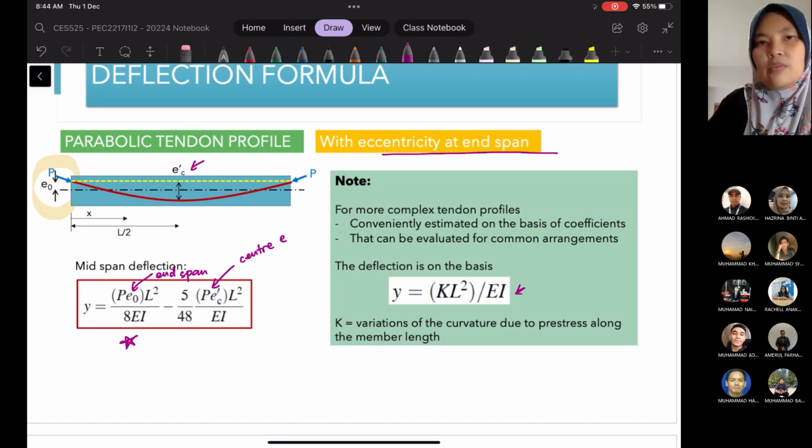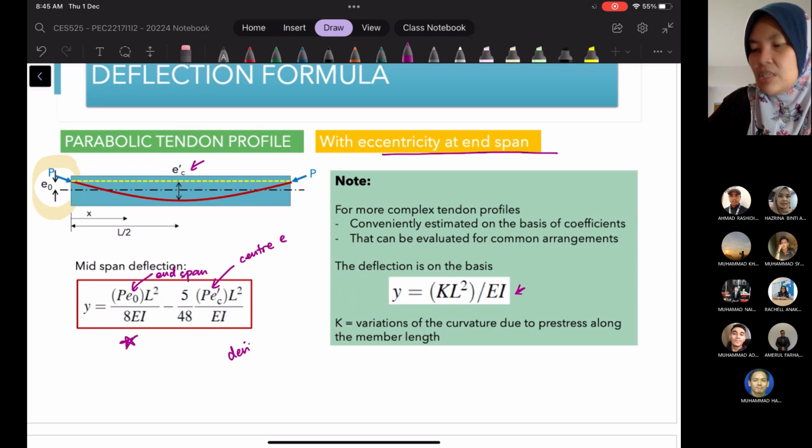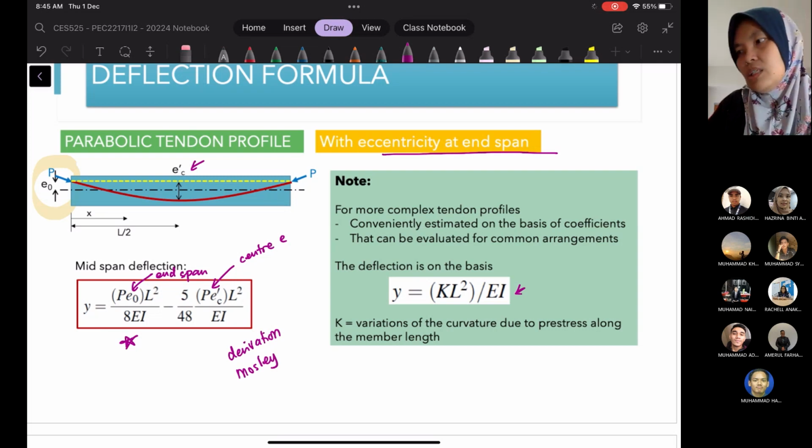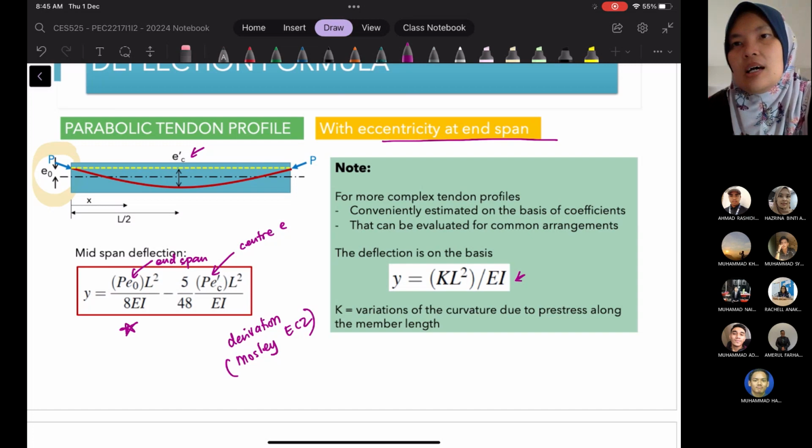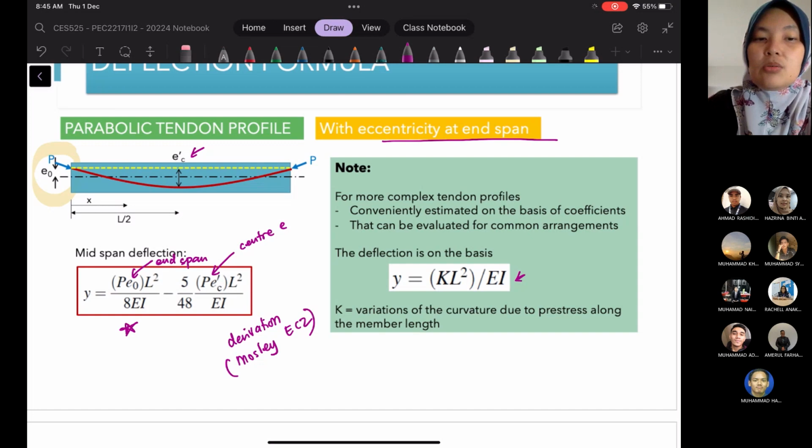So if you want to find the derivation for this formula, you boleh refer kepada textbook yang Mosley, right? So Mosley yang Eurocode 2 lah, right? Okay, so Mosley ni dia buku design untuk reinforced concrete design, right? So you can refer to this textbook, okay, so kalau nak tengok dia punya derivation lah, macam mana this equation is derived, right? Okay, so again, no need to worry, right? So this equation will also be given to you during your exams, right?